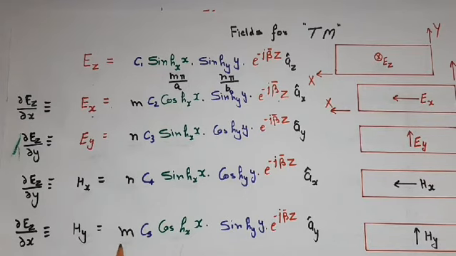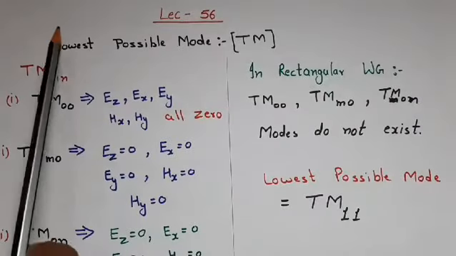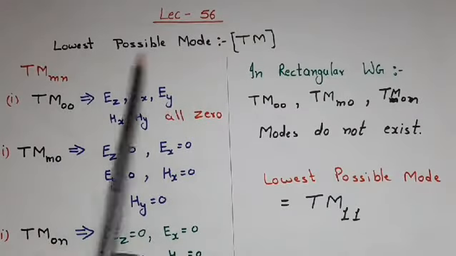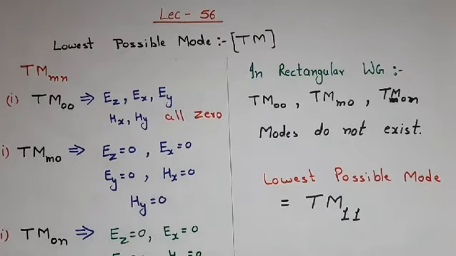So in this way, we have known which field expression has multiplication by m or n. After knowing this, now we can find what is the lowest possible mode for TE or TM. If we talk about TM, then TM00 may be the lowest possible mode.